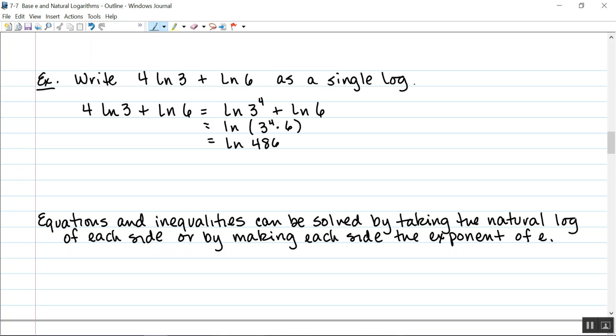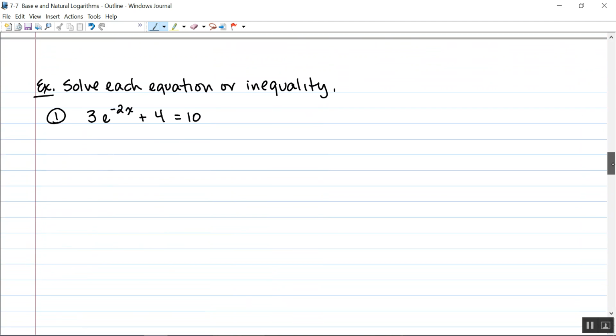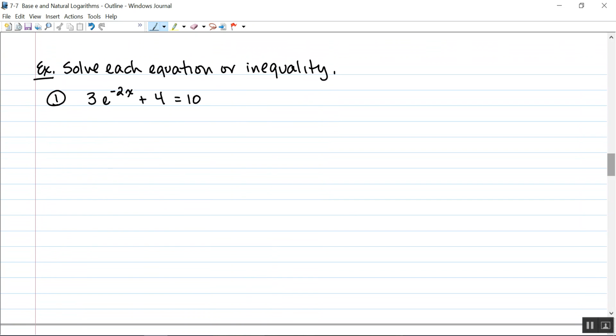So equations and inequalities can be solved by taking the natural log of each side of an equation or inequality, or by making each side the exponent of e. A lot like we did with common logs, we can also do that with natural logs and with e. So here's several examples. Solve each equation or inequality.